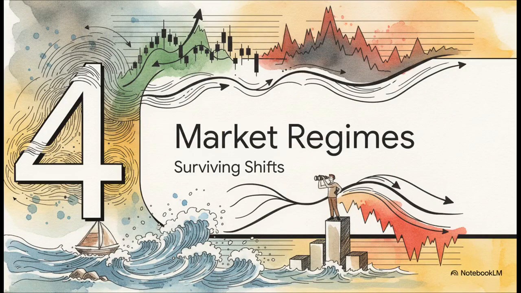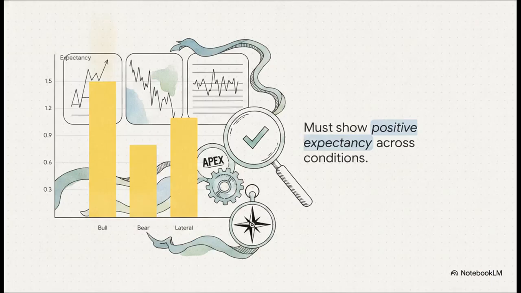Next up, Section 4, Surviving Different Market Regimes. The market is not one unified thing, and strategies simply cannot afford to just be passengers in a bull market. Now, what's really interesting about this slide is the uncompromising standard it sets. Apex slices every strategy's performance into 3 distinct regimes: bull, bear, and lateral, or sideways markets. A robust strategy cannot hide behind a massive bull run to mask terrible performance elsewhere. Strategies must show a positive expectancy across all 3 conditions.